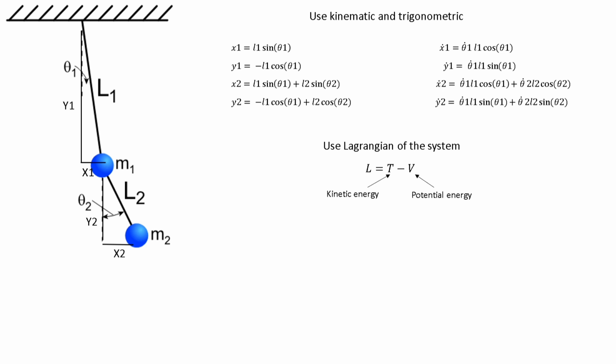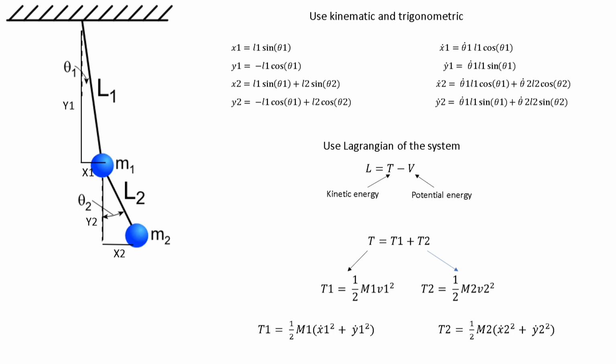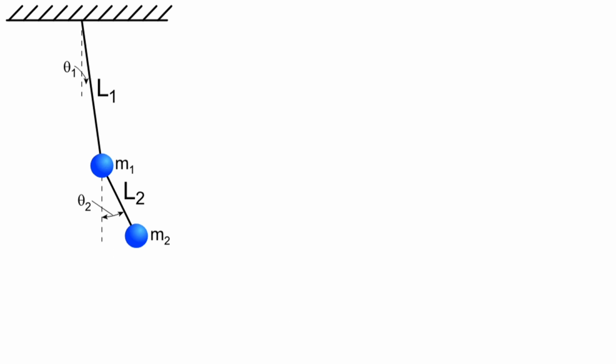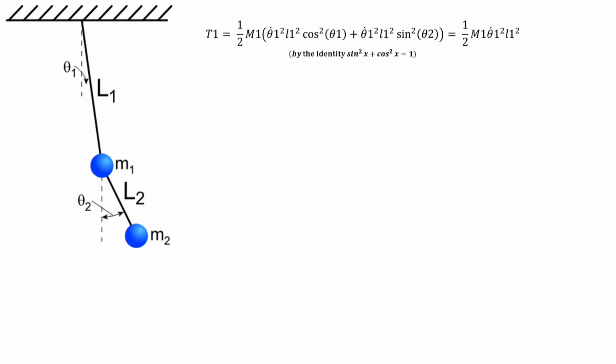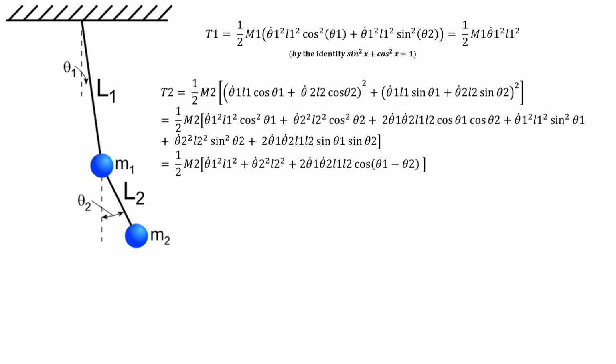So let's find the kinetic energy. The velocities are equal to the sum of the derivatives of x and y. So let's find T1 and T2. By identity of trigonometric formulas, we will simplify the equations of T1 and T2.